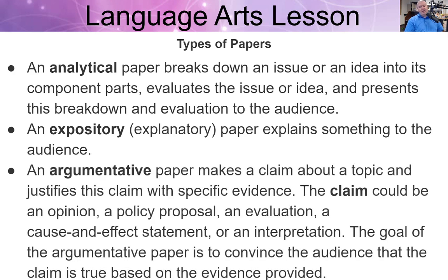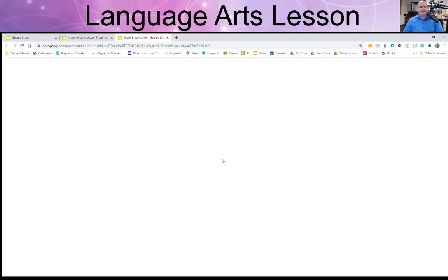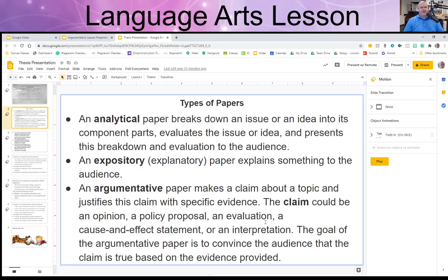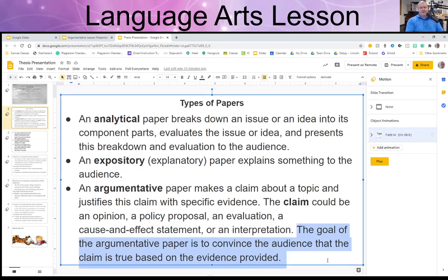Your third essay is an argumentative paper or argumentative essay. So this is number 3, which is argumentative. And this definition is a little bit long. An argumentative paper makes a claim about a topic and justifies this claim with specific evidence. The claim could be an opinion, a proposal, an evaluation, a cause and effect statement, or an interpretation. And you can actually leave the last part of that off. I'm actually going to change that right now as we sit here, just because that's a little bit too far there.